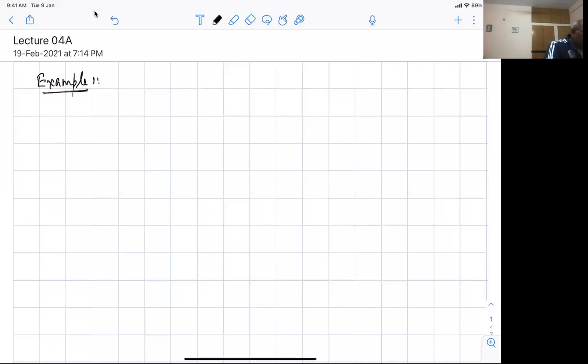So I have to solve the system x plus y plus z is equal to 4, 2x plus 3z is equal to 5, and y plus z is equal to 3. This is an easy example, but we need to understand it. All right, so let's go step by step slowly.